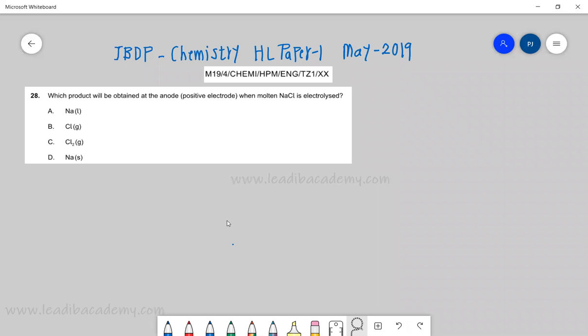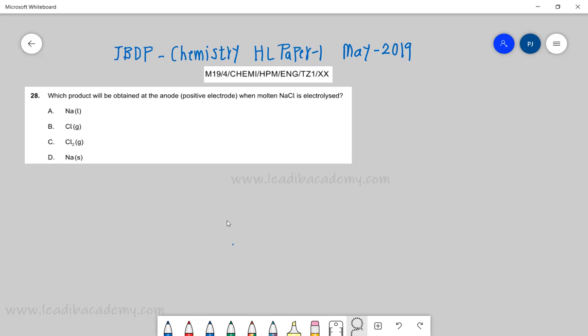Let's look into question number 28. It is from redox. Simple. Which product will be obtained at the anode, that is the positive electrode, when molten NaCl is electrolyzed?